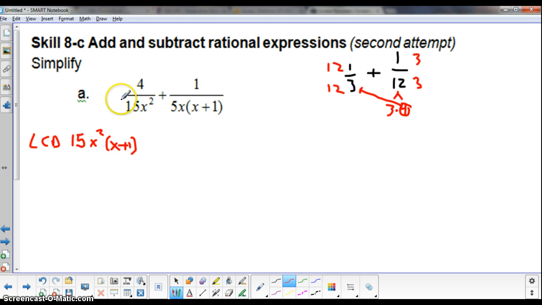So what am I missing in this first fraction? I need an x plus 1. So I'm going to multiply top and bottom. Actually, I'm only multiplying by 1, but it's a special looking one. Over on this side, what am I missing? Well, I've got 5. I need to get up to 15. That means there's a 3. And I've only got an x. I need to get up to x squared, so I need 3x.